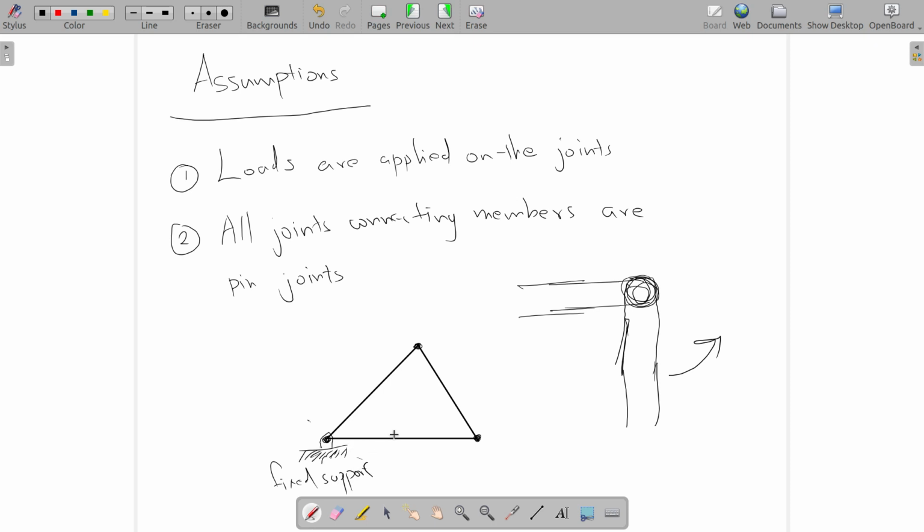Means it's fully fixed. It's like fixing it on a wall. But this joint is a pin joint, which means you can freely rotate these members about this joint.